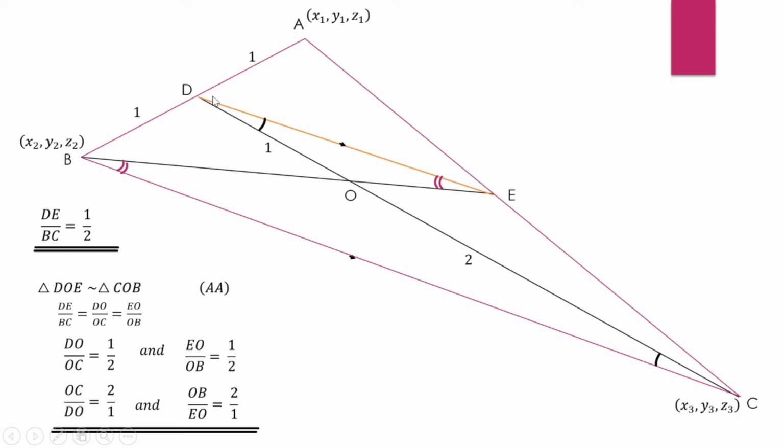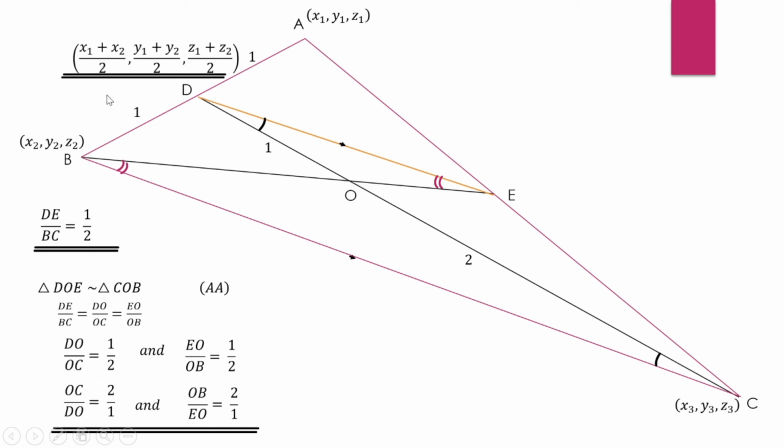Using the section formula. The section formula says that the coordinate of this is going to be m into x1 plus n into x2 over m plus n, where m and n are 1. So 1 into x1 plus 1 into x2 over 2. So the x coordinate is going to be x1 plus x2 over 2. And so all the coordinates are going to be these. Okay, so we got the coordinates of this point. Now we can apply the section formula here, and we can find out the coordinates of this point.